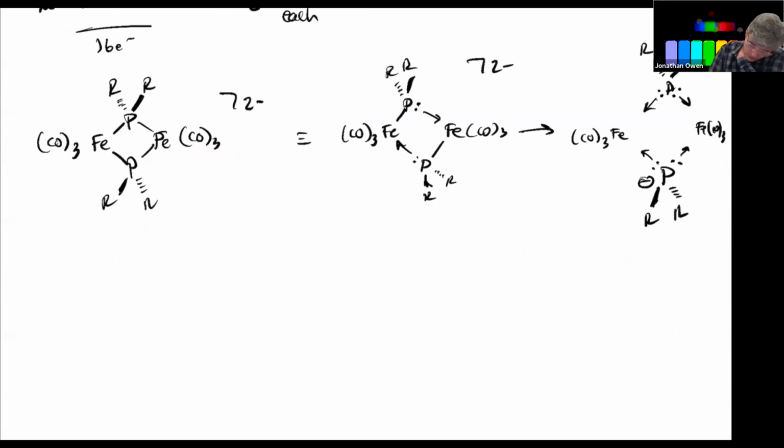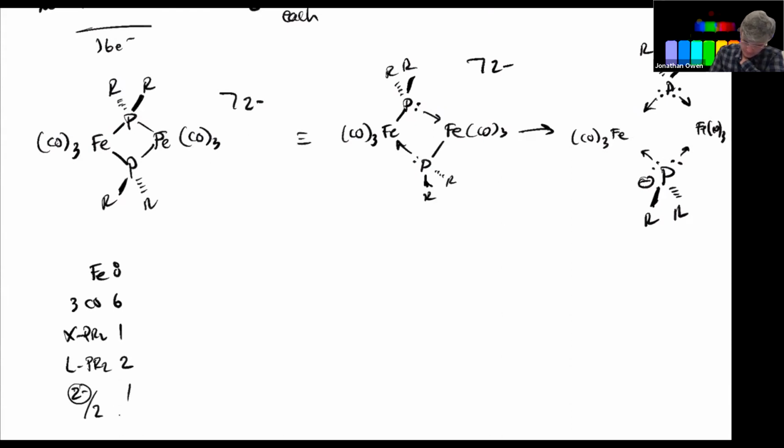So let's just do from the perspective of 1 iron. We have 3 CO ligands. We have an X-type PR2 interaction. We'll call that 1. We have an L-type PR2. That's 2. And we have a 2- charge over 2 iron centers is 1. That's 18 electrons. So you can count it up that way.